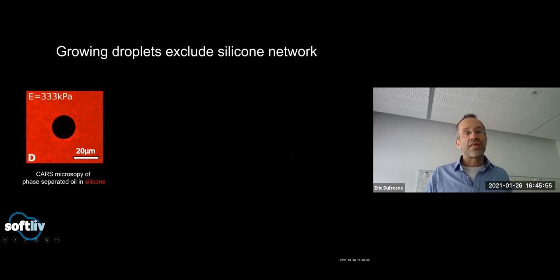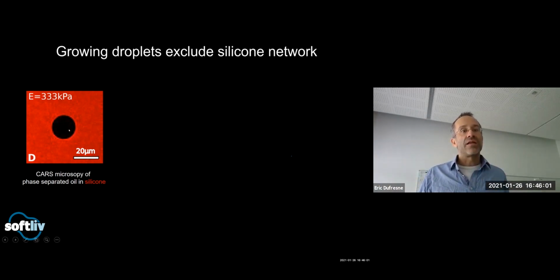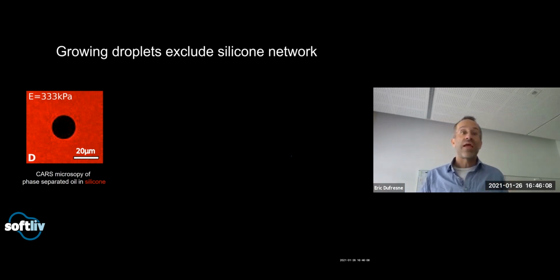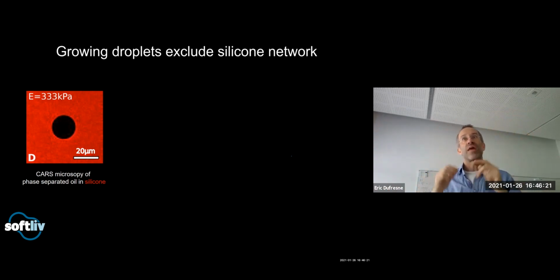Here we have this image that's taken with a fancy Raman microscope tuned to the vibrations of silicone. And what you can see is that the droplet itself has no traces of any silicone inside of it. And we have a pretty homogeneous distribution of silicone outside of the droplet. So this says as the droplet grows, it really does have to exclude the polymer network, okay? So that's like mechanical truth zero.